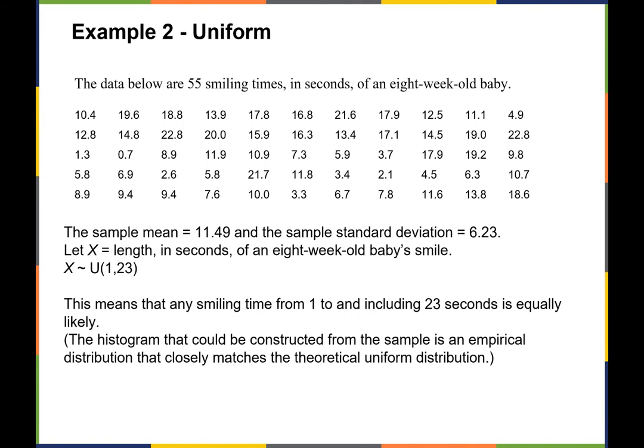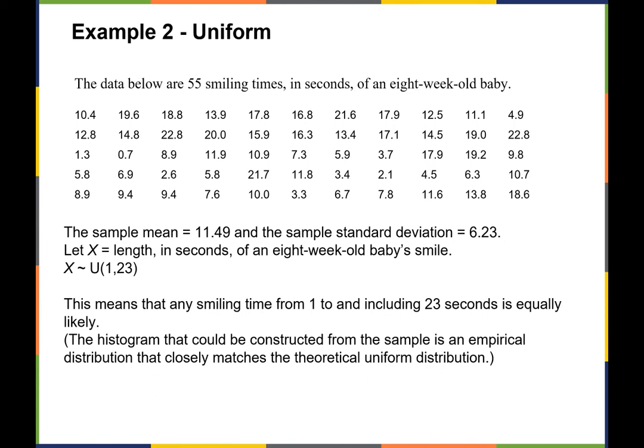All right, let's try another example just to get a feel for this uniform. The data below are 55 smiling times in seconds of an 8-week-old baby. The sample mean, if we just took these values and found the mean, is 11.49. And if we calculated the sample standard deviation, like we learned how to calculate using Excel, we would get 6.23. I'm going to tell you that this is distributed uniform 1 to 23. So that means that any smiling time between 1 second and 23 seconds is equally likely.